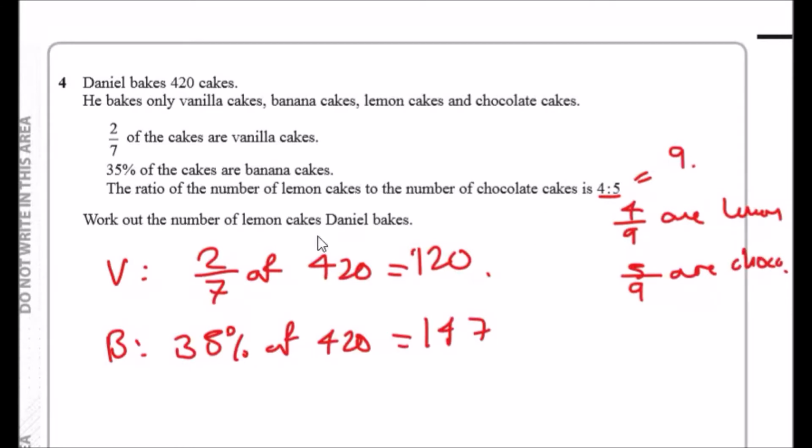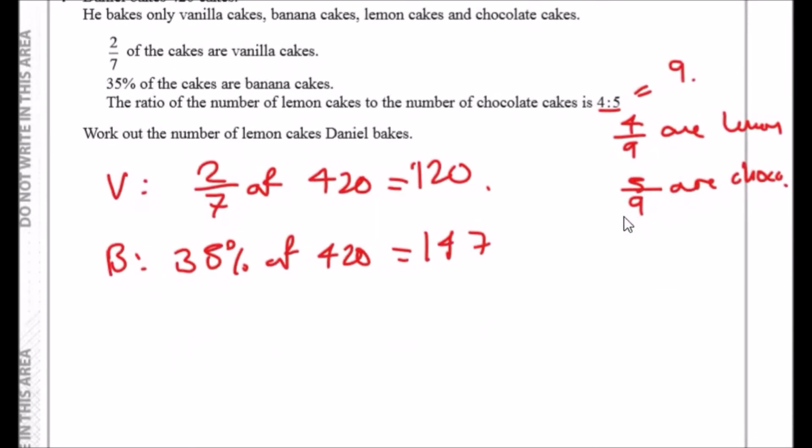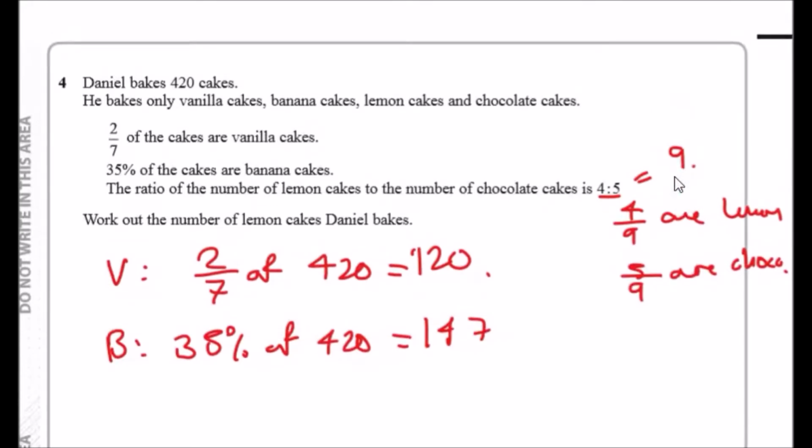So that's it. Work out the number of lemon cakes Daniel bakes. Alright, this is actually so easy. We could have just figured out 4/9. So let's have a look. So this is 4/9 of the grouping of cakes. Okay.